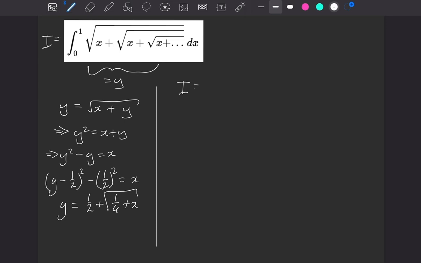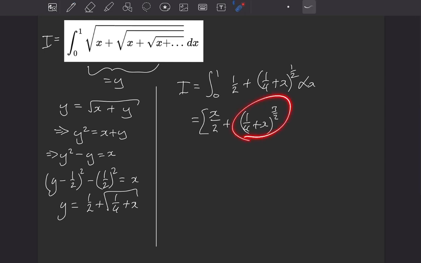So let's integrate this thing then. We have our integral I from 0 to 1 of 1/2 plus the square root of 1/4 plus x. If we write that square root as the power of 1/2, what we can see is that it's just going to be reverse chain rule. So the first bit, we're going to get x on 2. And for this thing, it's going to look something like 1/4 plus x to the power of 3 on 2. If we were to differentiate this thing, the 3 on 2 would come to the front. So to counteract that, we'll put a 2 on 3 at the front. And this then, we need to stick in 1 and 0.